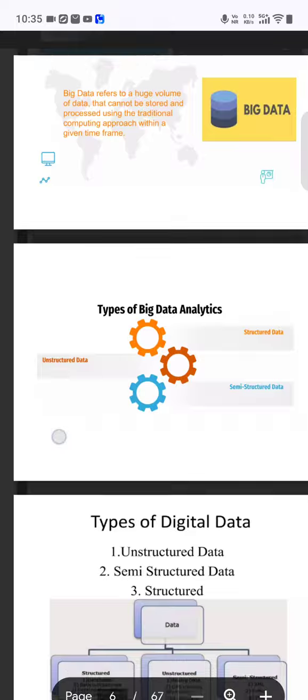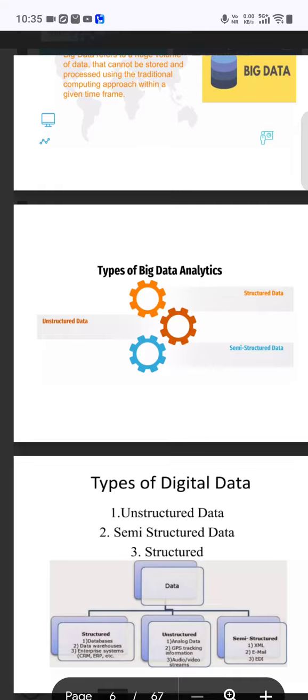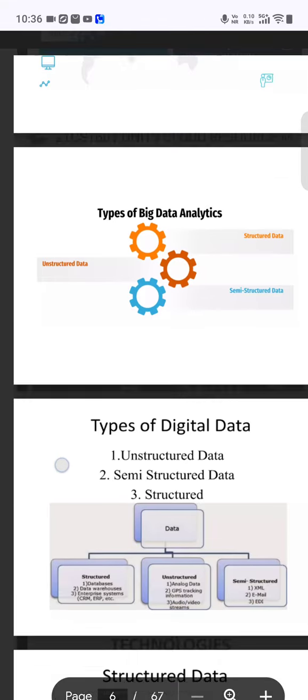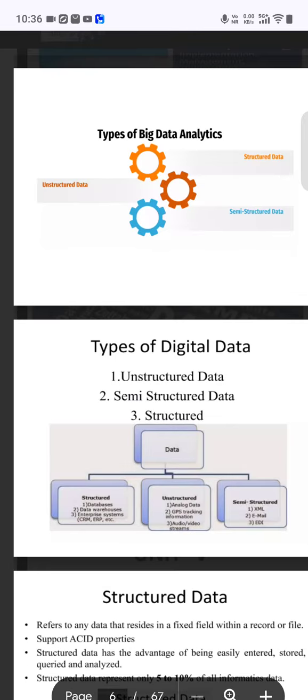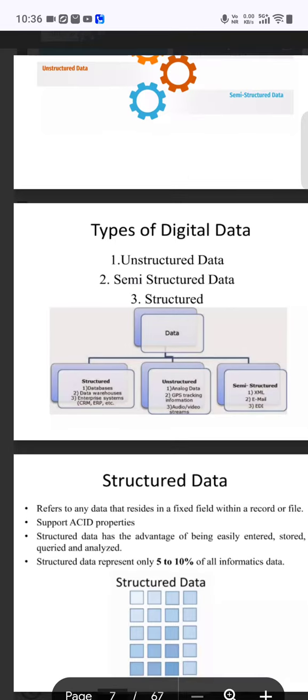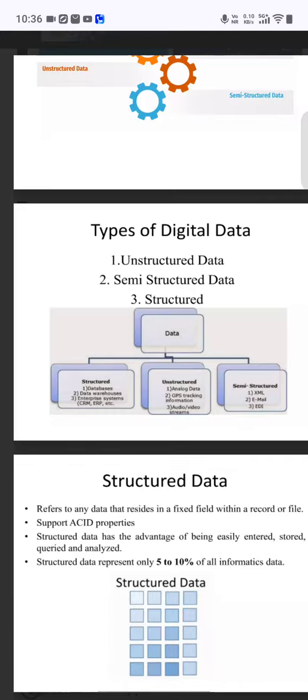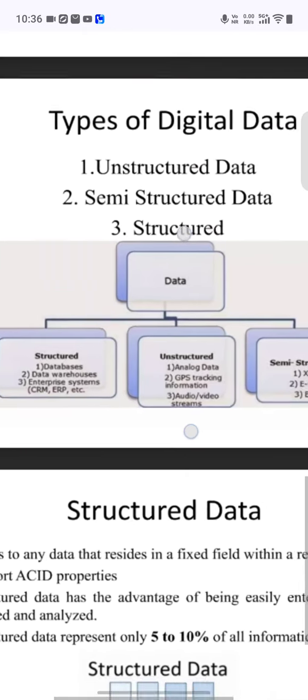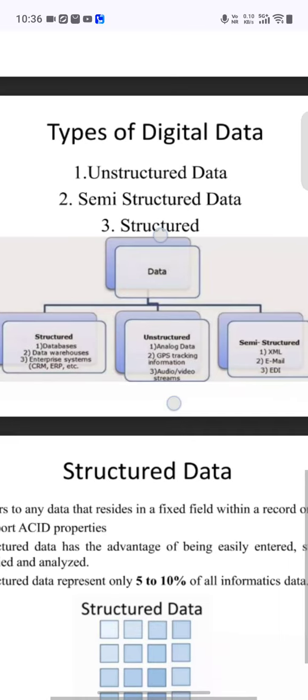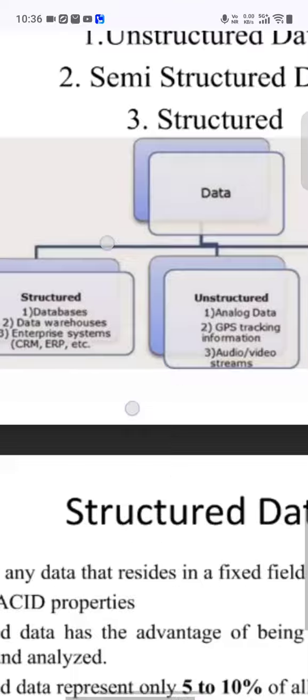And coming to the types of big data analytics, it comprises unstructured data, structured data, and semi-structured data. We'll look in depth at each and every type. Before that, we'll have a glance at each one, where we have these three types of digital data. Whether it is structured, unstructured, or semi-structured, everything is nothing but our data only, but they are internally divided into three types depending on the way they are stored in the systems.